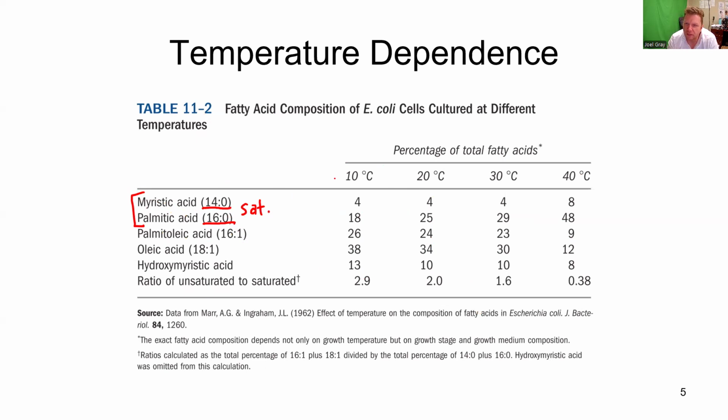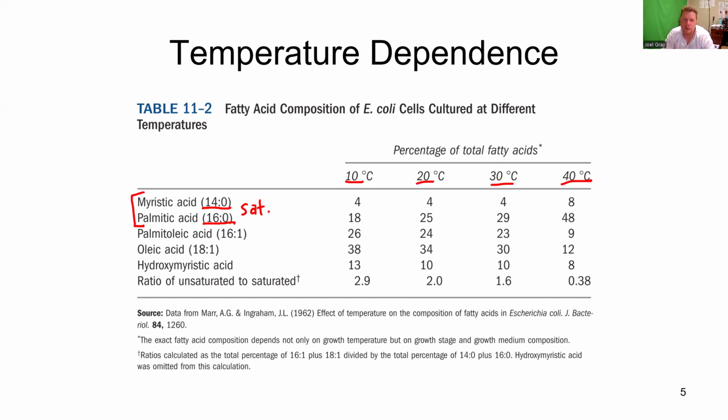Now, what this table or this figure is showing is that when E. coli was cultured at 10, 20, 30, and 40 degrees Celsius. Well, first of all, E. coli can grow at those different temperatures. E. coli has an optimal doubling temperature of approximately 37 degrees Celsius. It can grow at 10, 20, and 30 degrees Celsius, so below that ideal temperature, but it's going to grow a little bit slower.